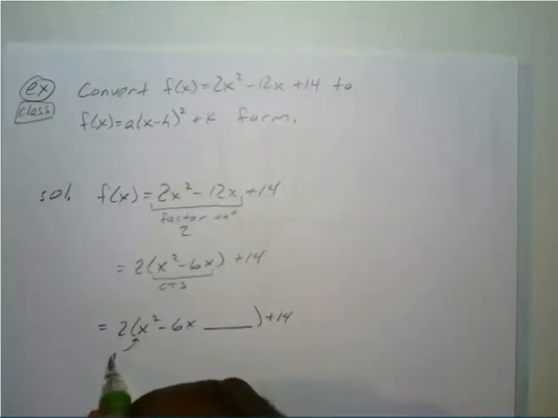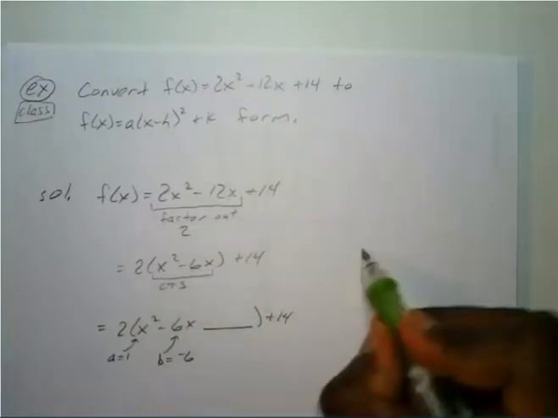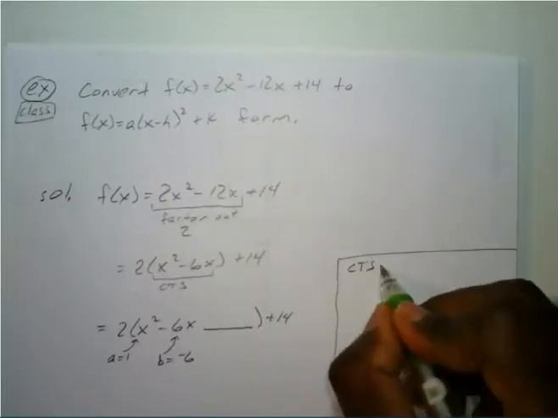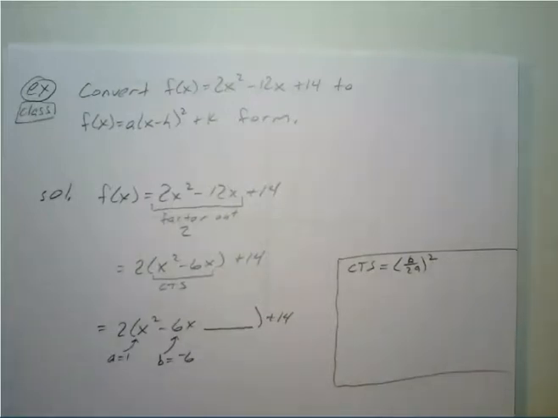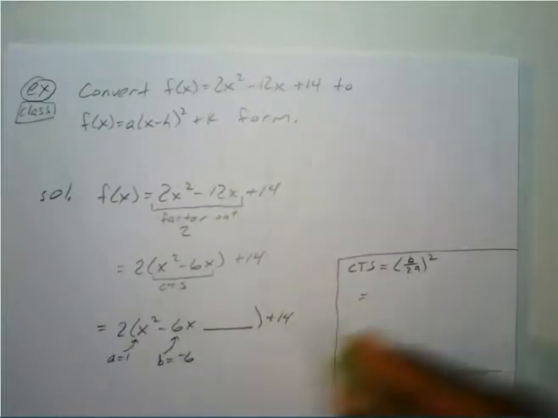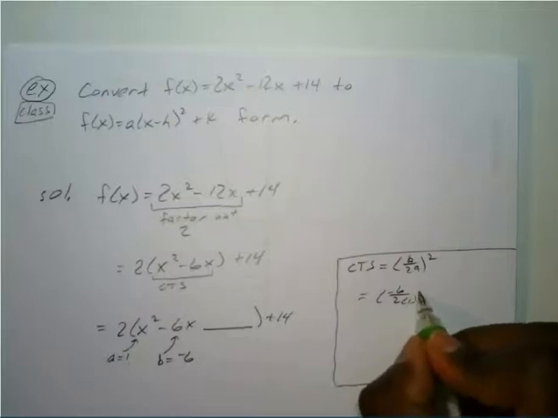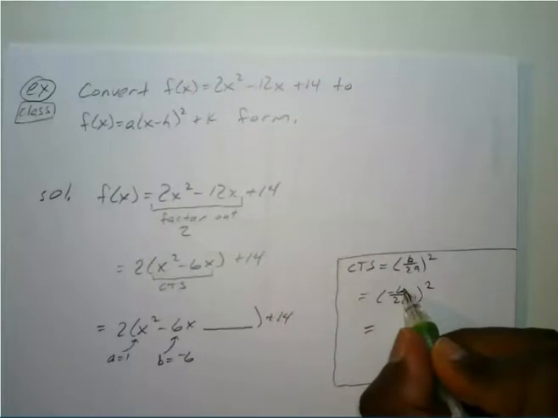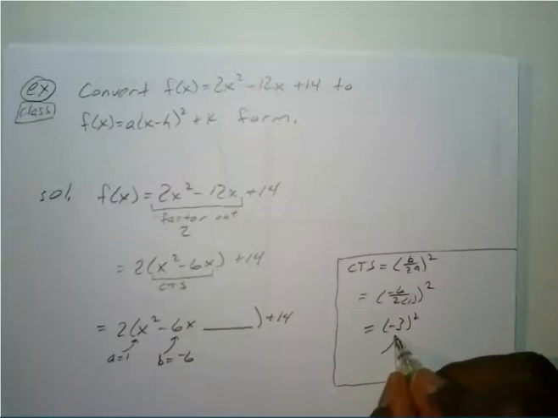Okay, so once again, we know that our a is equal to 1, and our b is equal to negative 6. So we're going to go ahead and complete the square on the side here. So complete the square equals b divided by 2a squared. Okay, so that's going to equal negative 6 divided by 2 times 1 squared. So that's equal negative 6 divided by 2 is negative 3, so you have negative 3 squared. And you want to remember that.